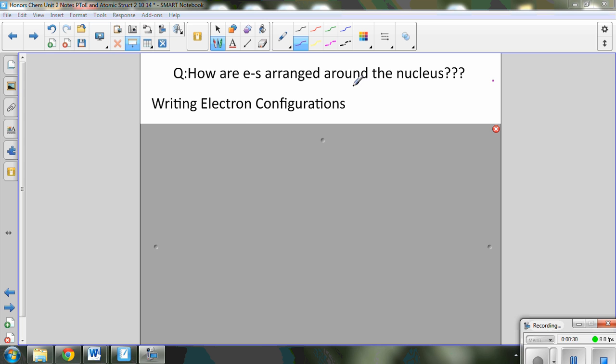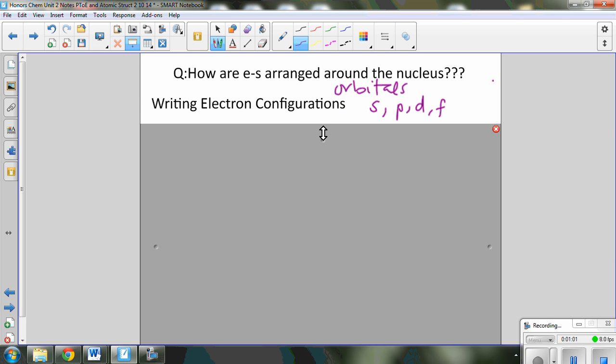We know that Schrodinger and his gang and the quantum mechanical theory said that they were in orbitals. Well, we had different types of orbitals. We had s orbitals, which were spheres, p orbitals, which were dumbbell shaped, d orbitals, which were double dumbbell shaped, and f orbitals, which were kind of flower, crazy looking orbitals. So we have to specify which of those orbitals the electrons are in whenever we're talking about the electron configurations, or where the electrons exist in the atom.